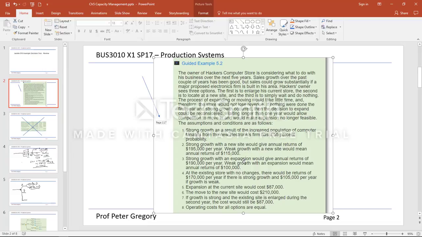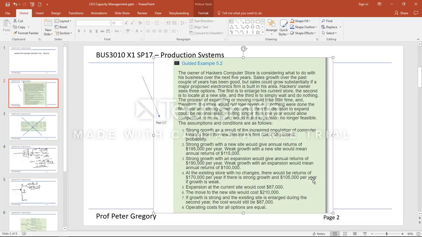Strong growth with the expansion strategy would give annual returns of $190,000. If it were weak growth after you expanded, you're going to harvest $100,000 a year. Okay. Now, if at the existing store there are no changes, there would be returns of $170,000 per year. I guess here they're talking about profits, not sales, okay? So it's the profits there would be $170,000 per year if there is strong growth, and $105,000 if the growth is weak.